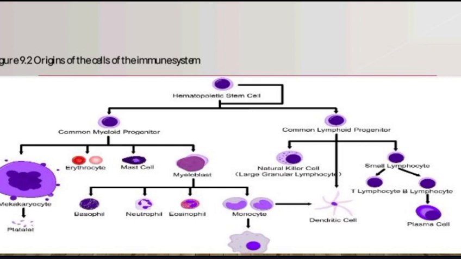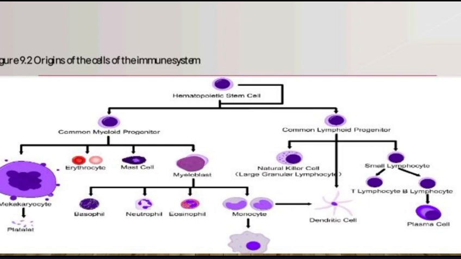Myeloid progenitor cells are precursors to the following types of blood cells. And here we have the megakaryocyte, which contains the platelet, the erythrocyte, the mast cell, the myeloblast, which contains the basophil, the neutrophil, the eosinophil, and the monocyte. Under monocyte is also the macrophage. Lymphoid progenitor cells are precursors to other mature blood cell types. And here we can see the NK cell and the small lymphocyte. Under small lymphocyte are the T and the B lymphocyte, and under B lymphocyte is the plasma cell.